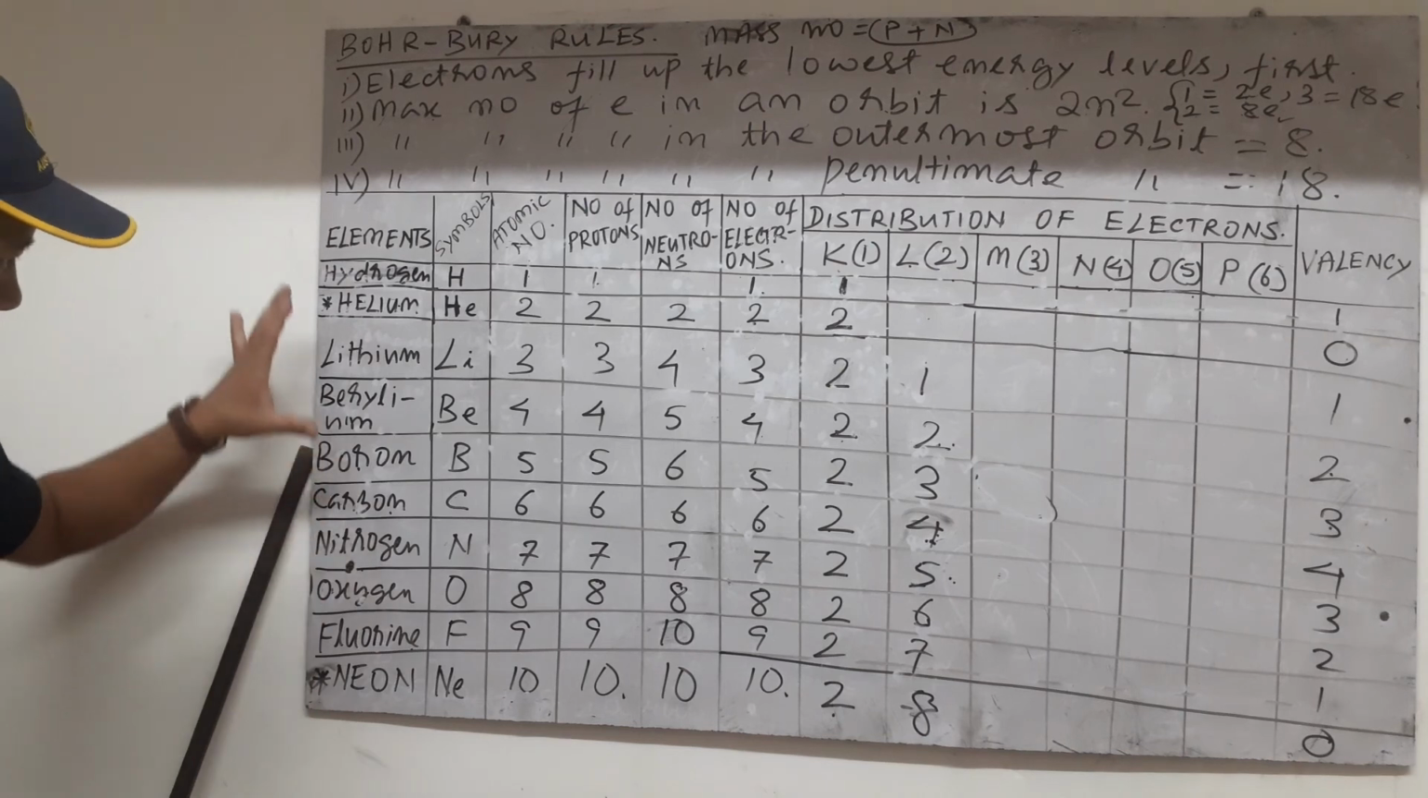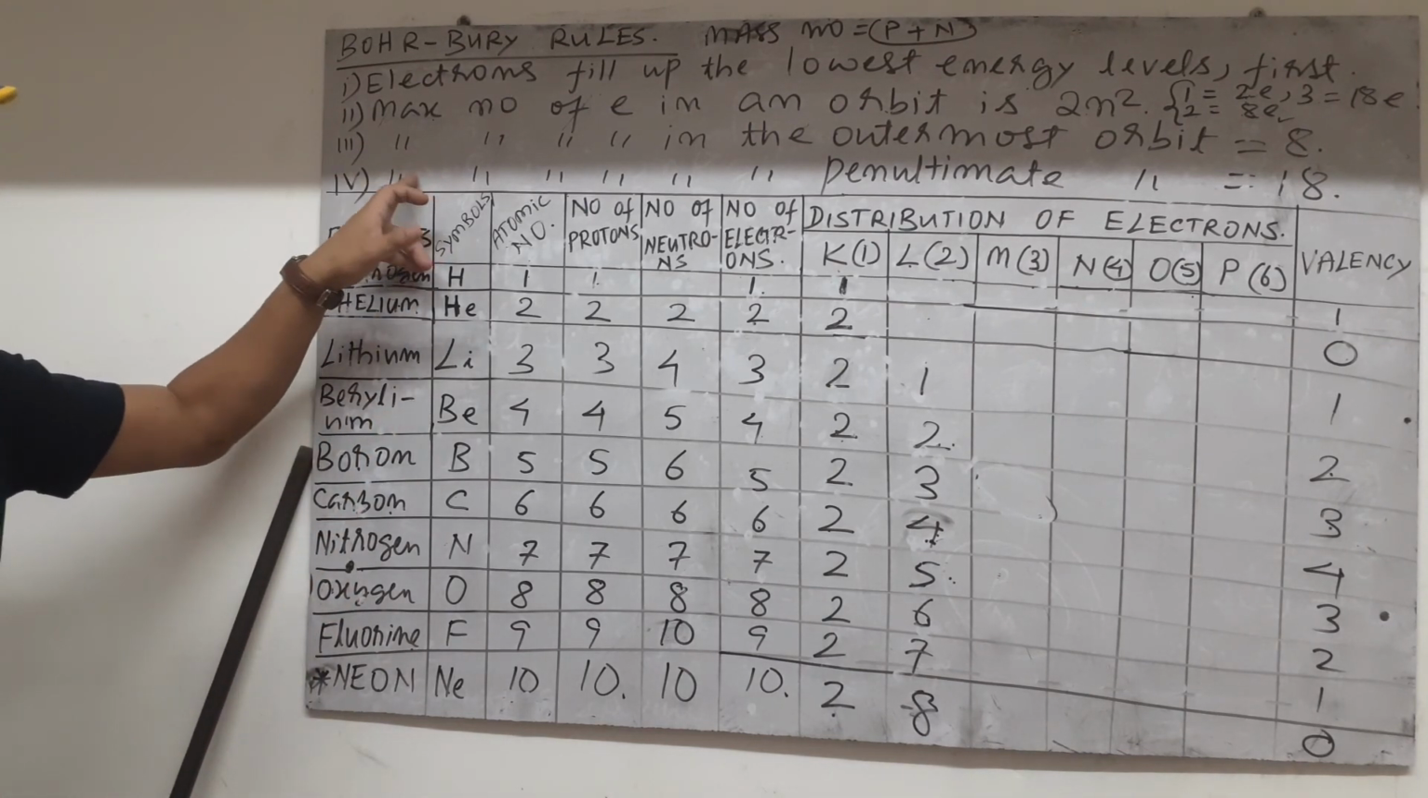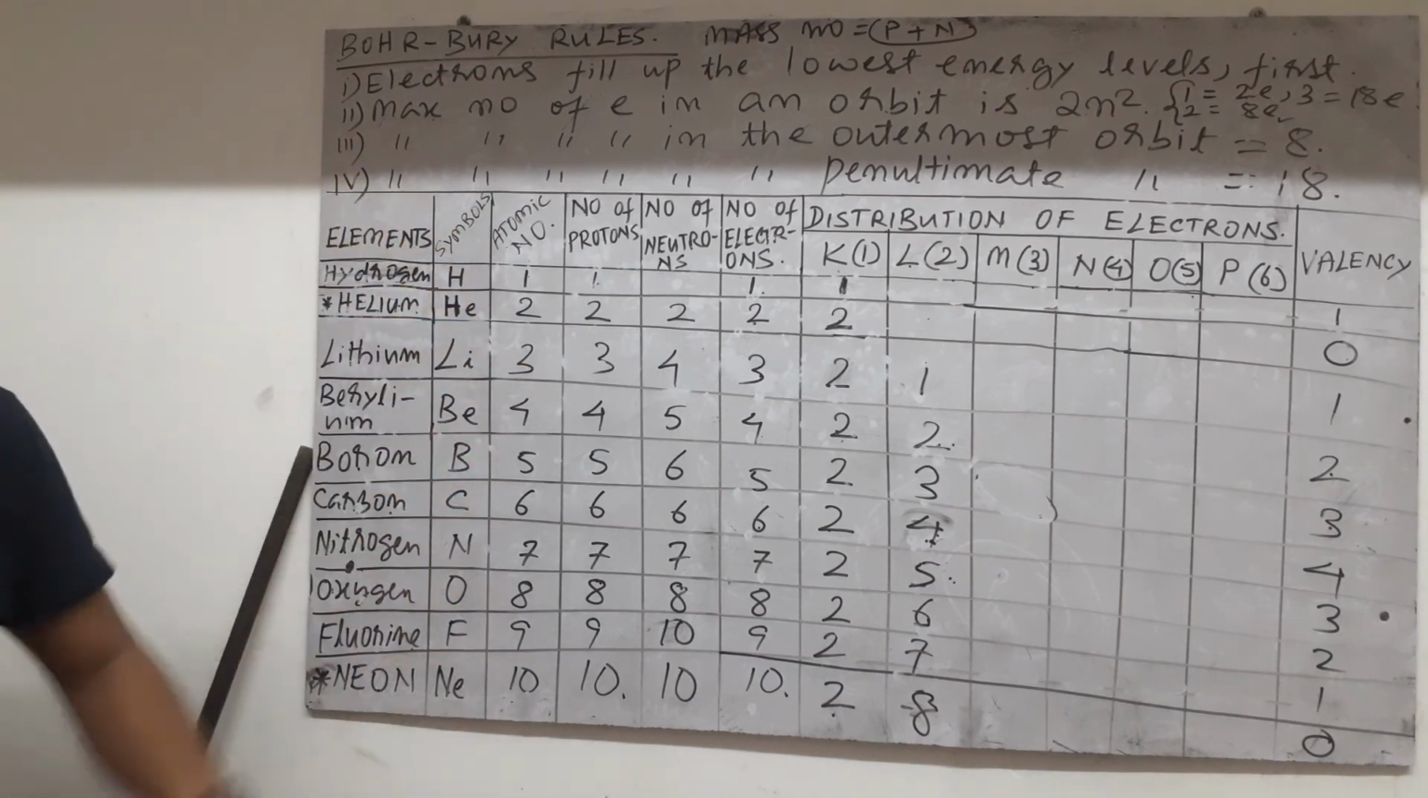Next 10 elements, already 10 here. The next 10 we'll do in the next class. This is the activity. You can write your activity, okay? This table, just above this table.